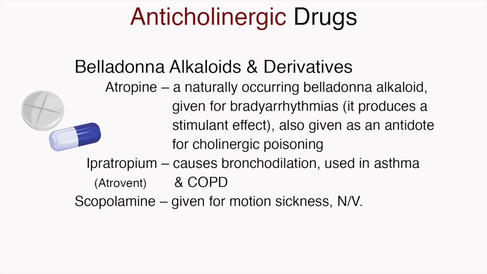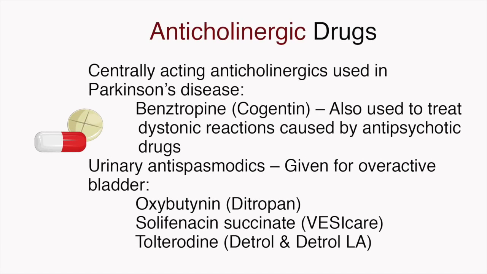Another example is ipratropium, or Atrovent, which causes bronchodilation and is used in asthma and COPD. Also, scopolamine is given for motion sickness and nausea and vomiting. Centrally acting anticholinergic drugs used in Parkinson's disease include benztropine or Cogentin, and is also used to treat dystonic reactions caused by antipsychotic drugs.